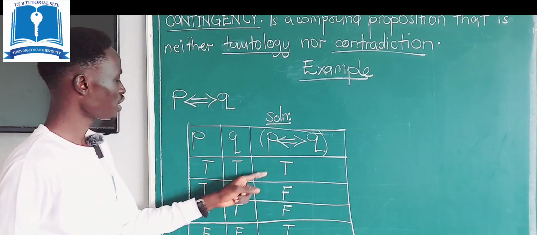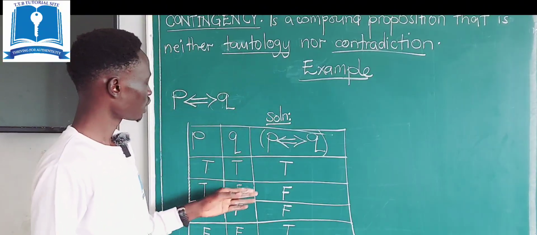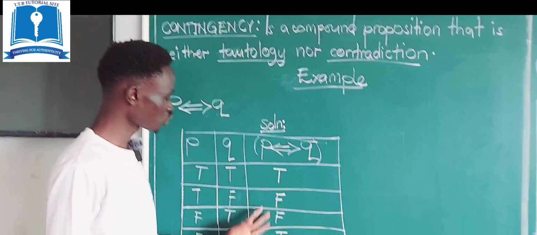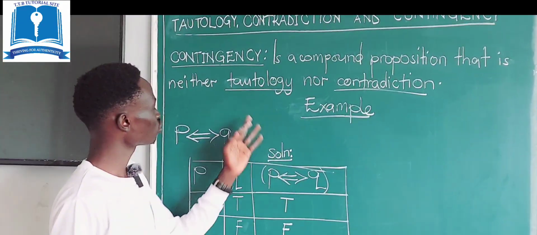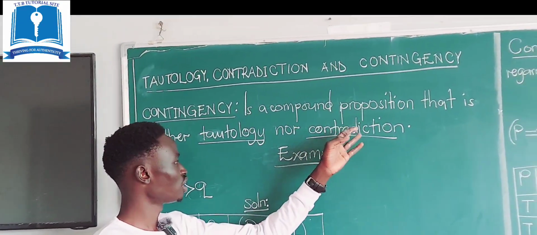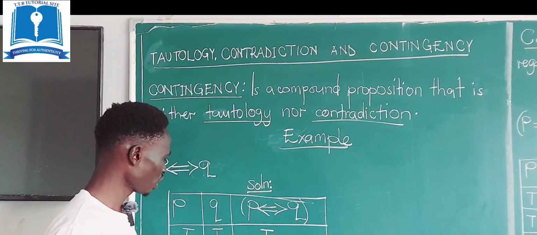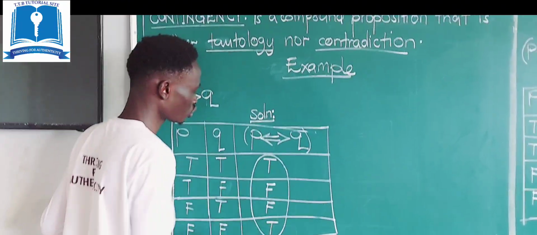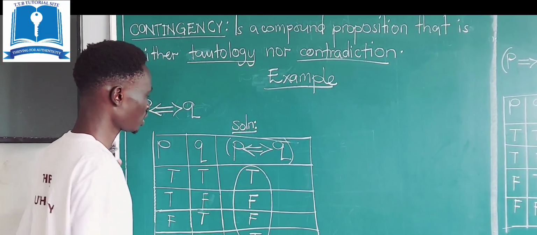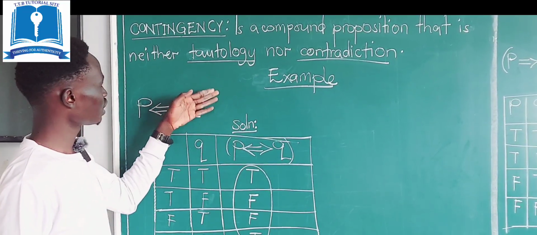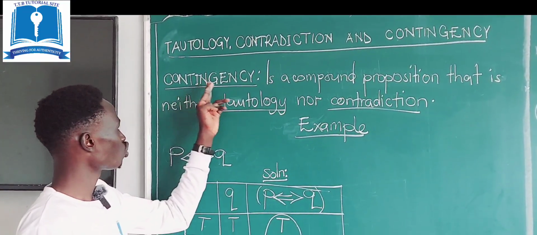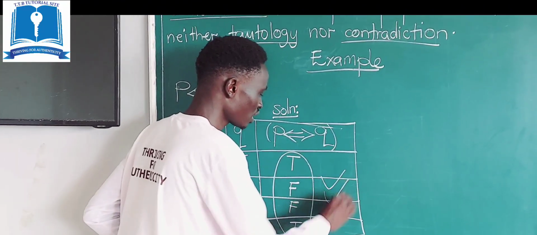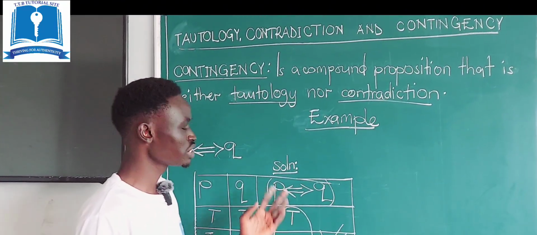So as we have seen from the definition, this contingency can have different truth values. It is neither a tautology nor a contradiction. So when you get a compound proposition with different truth values, just know that that kind of proposition is called a contingency. This is how we are going to solve this.